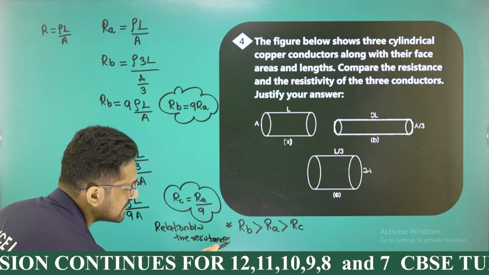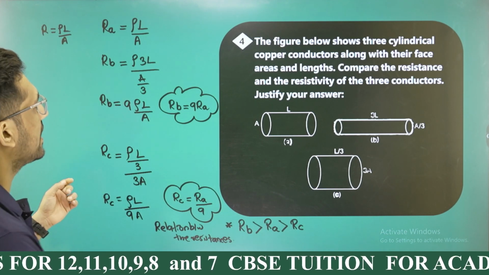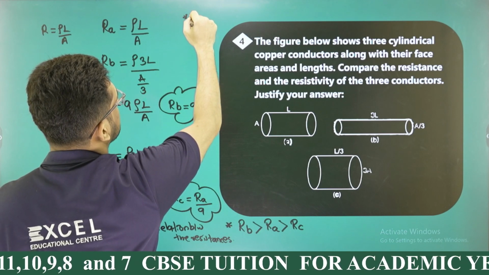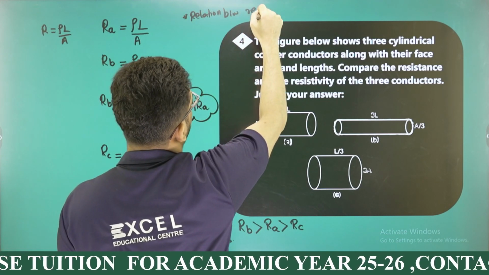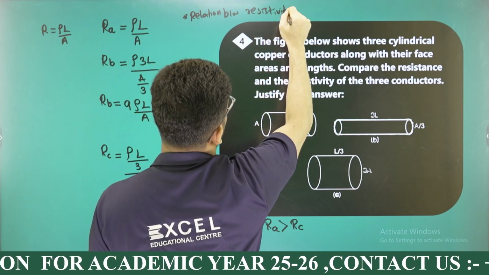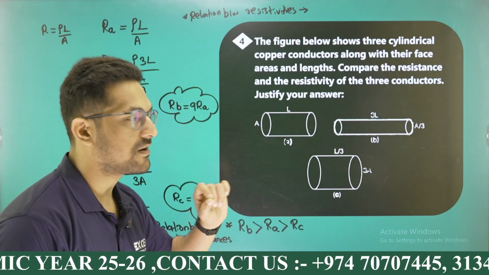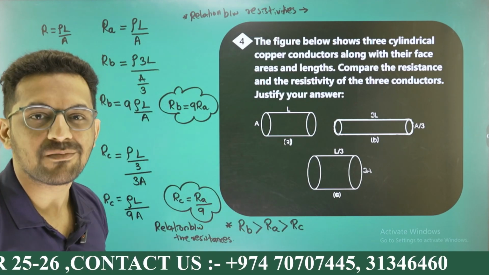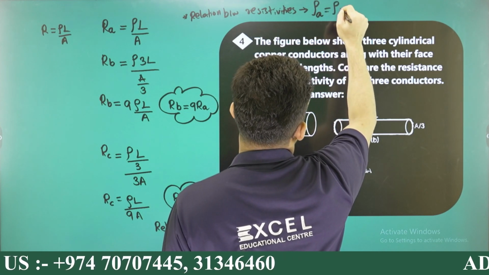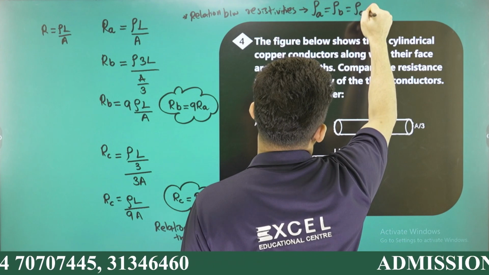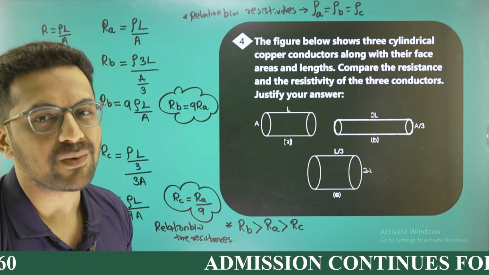Okay. Now, what is the relation between resistivities? I'll write it here: relation between resistivities. You already know the answer. Tell me the answer. What is the relation between resistivities? The resistivity of the first one, second one, third one, everything is the same, right? That means you can write the resistivity of A is equal to the resistivity of B, which will be equal to the resistivity of C. Why is that? Because every conductor is made of copper. The resistivity of them will be the same.